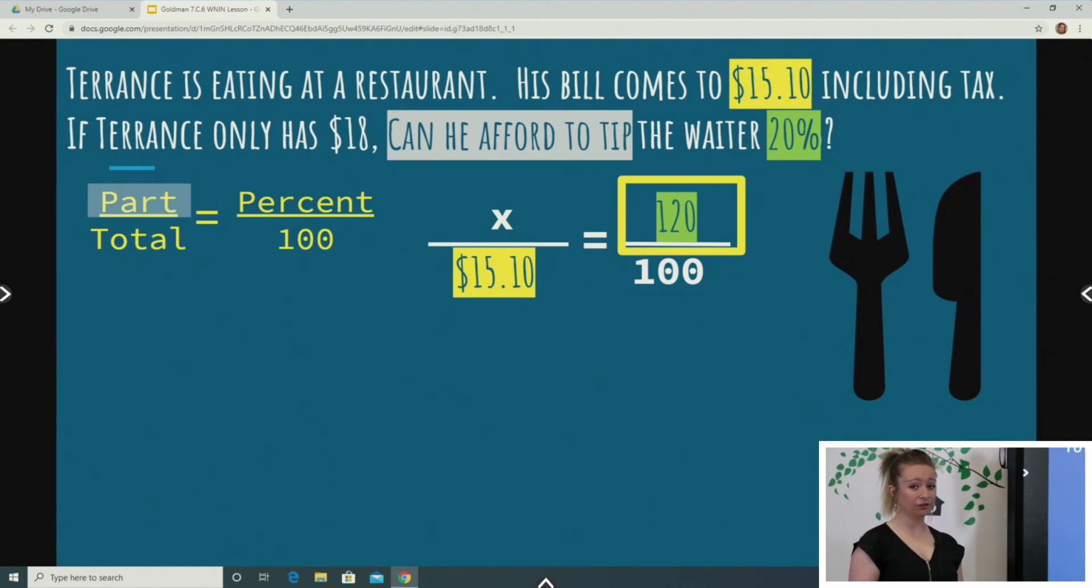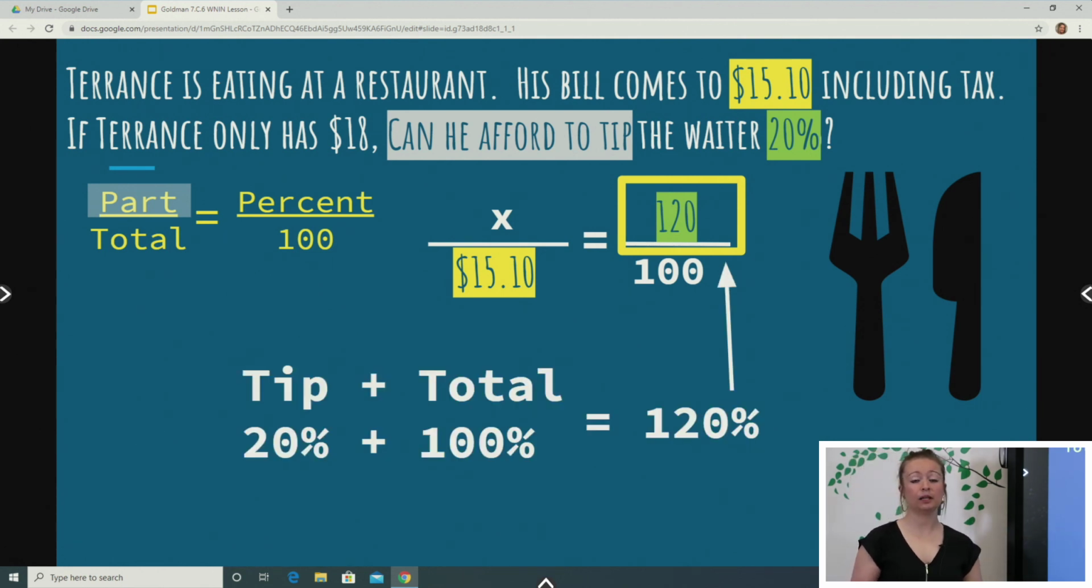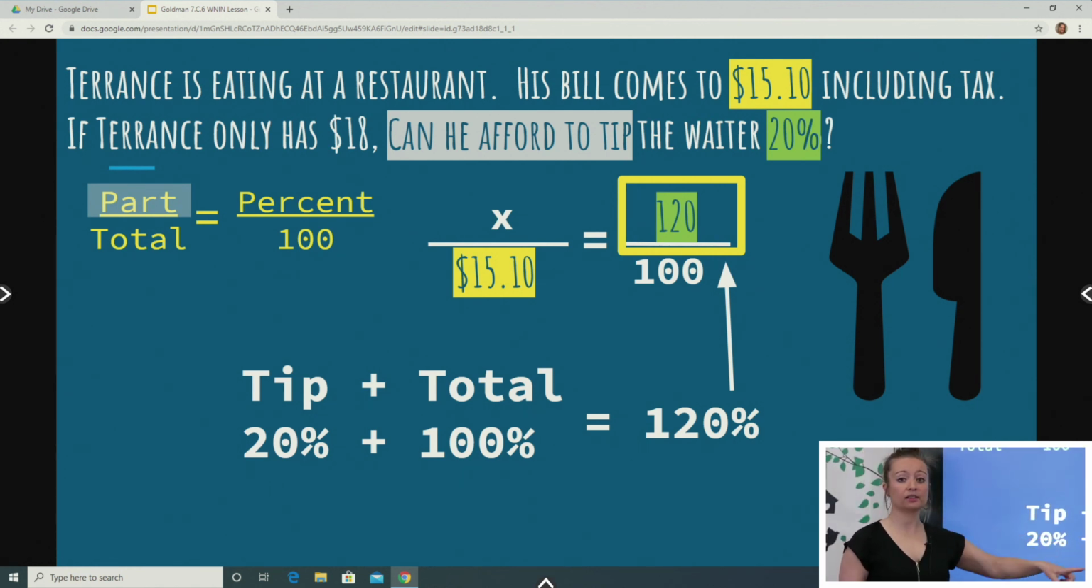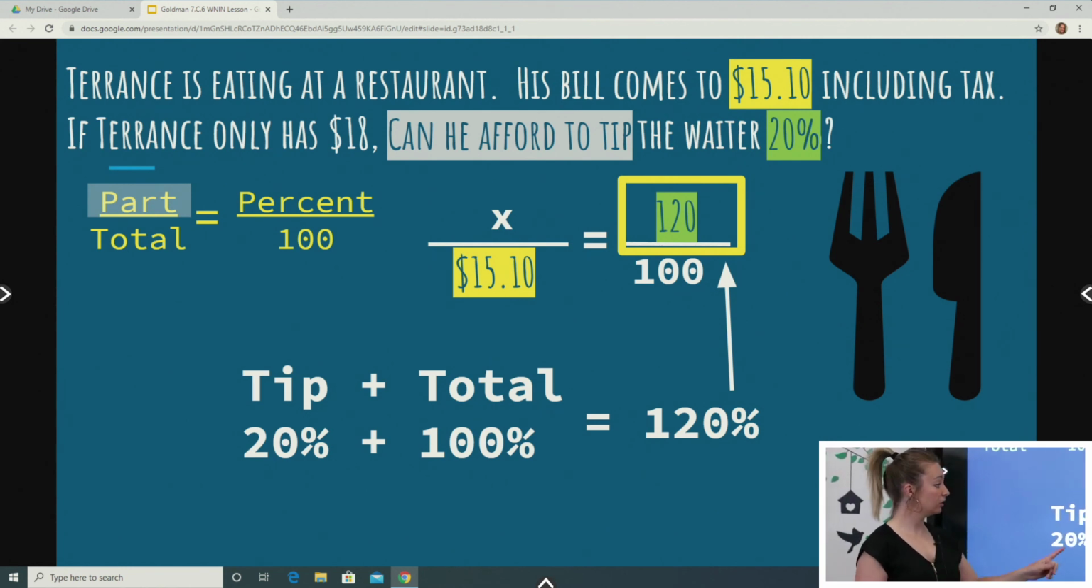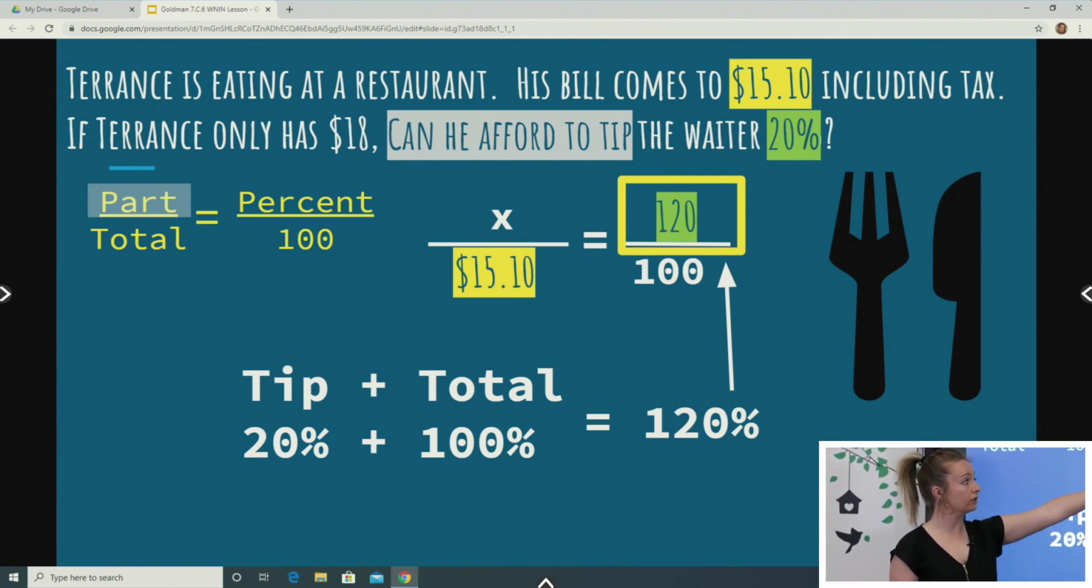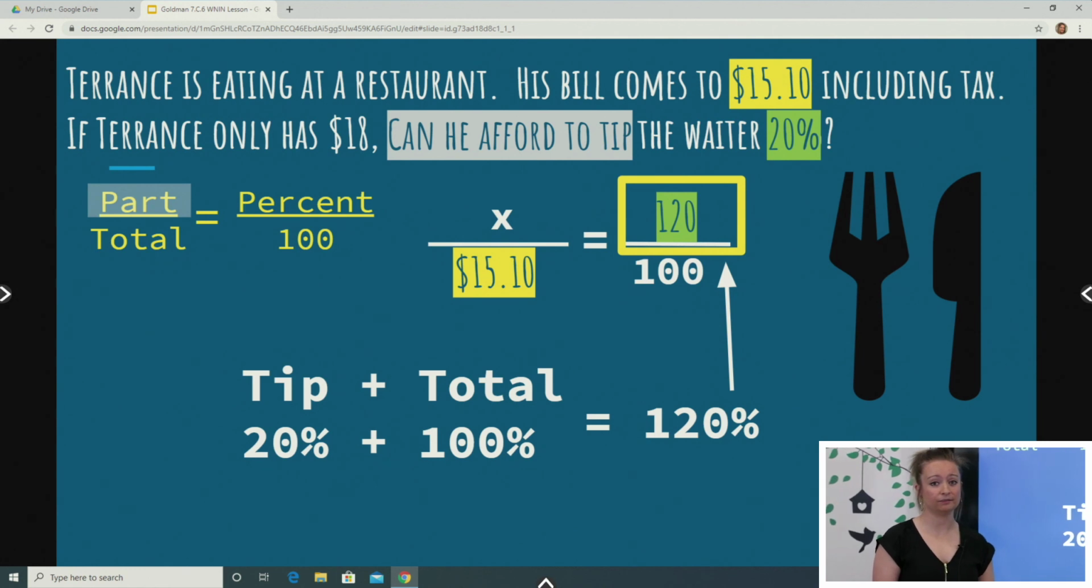How did I get 120%? Well, I knew that I was going to have to take my tip and my total and add them together. Instead of doing that after I found the amounts, I used the percentages and added those together. I knew that the tip was going to be 20% and my total represents 100%. So I took those percentages and added them together to get 120%.